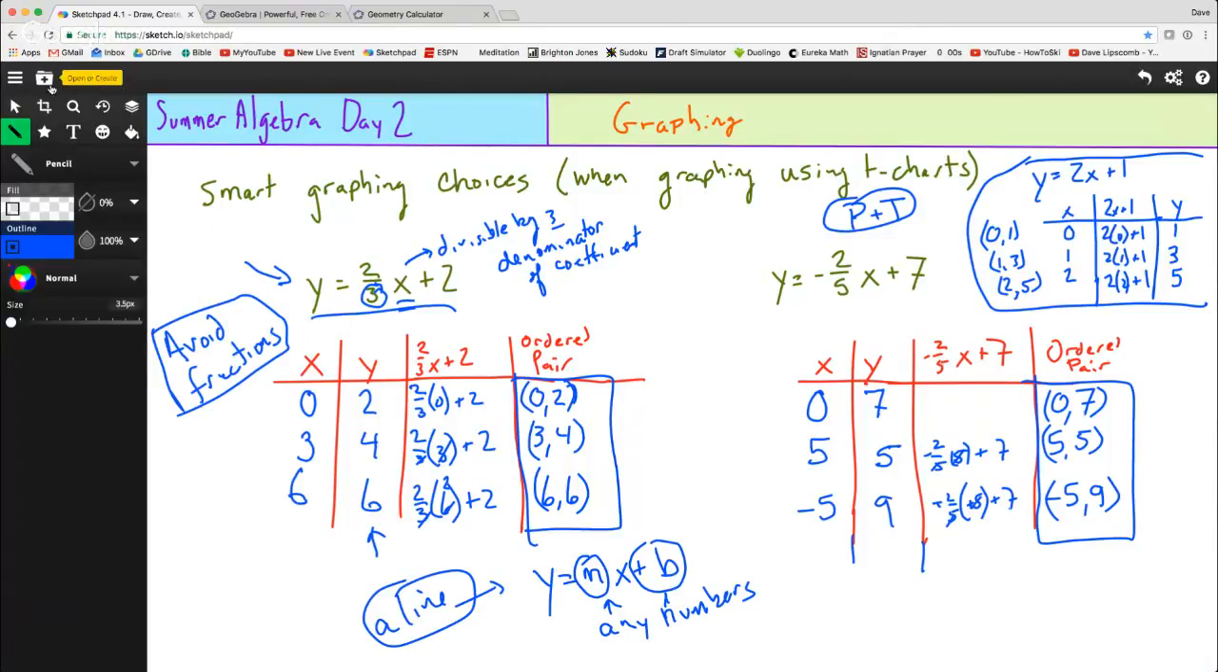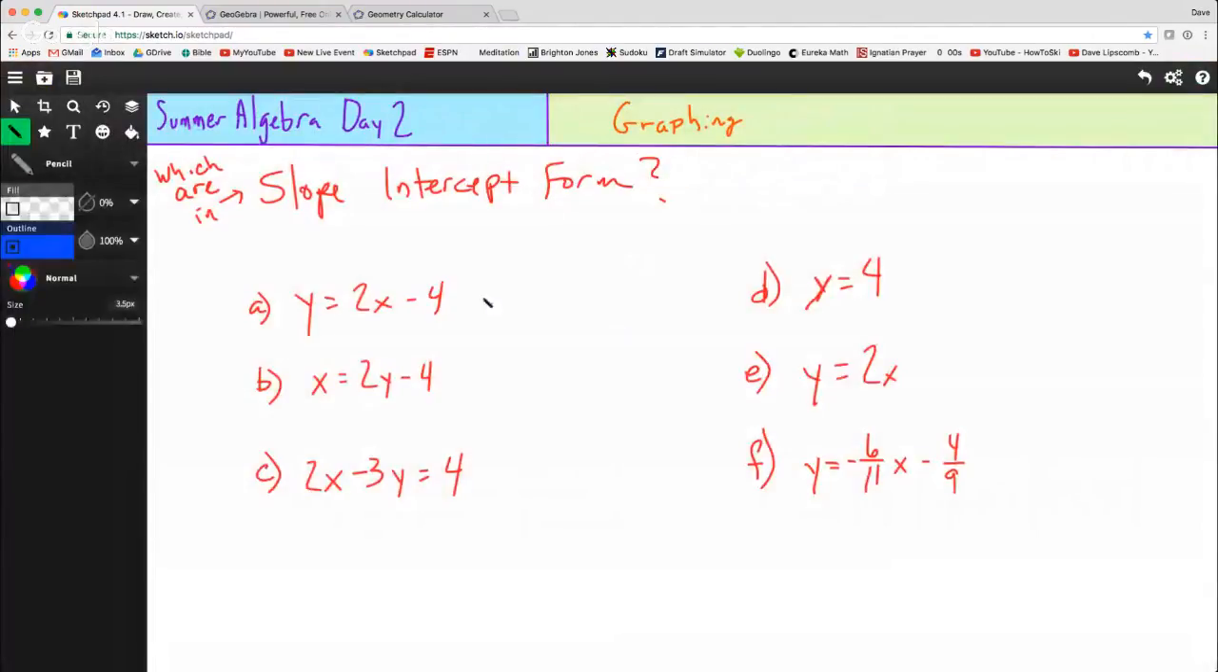Let's move along and cover another topic that we did in class today, and that is slope-intercept form. Remember, y equals mx plus b is slope-intercept form. So that means m can be any number, and this positive b, also y equals mx minus b, that's the same thing.